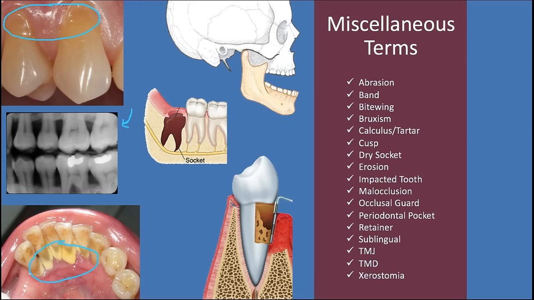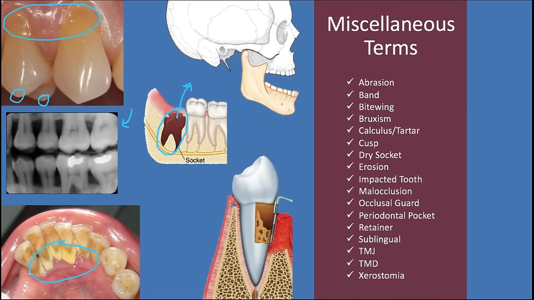A cusp is one of the pointed parts on the top of a tooth. A premolar can also be called a bicuspid because it has two cusp tips. Dry socket refers to this phenomenon of pain and inflammation in a tooth socket after the tooth is removed. And that happens if the blood clot is lost. So if the blood clot is dislodged and displaced from the socket, it leaves the bone and the nerve endings exposed, which is what causes the pain.